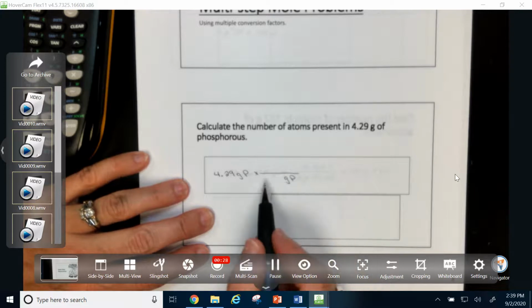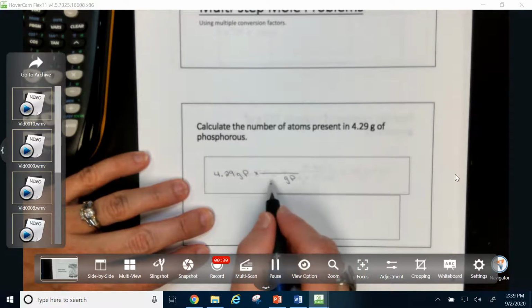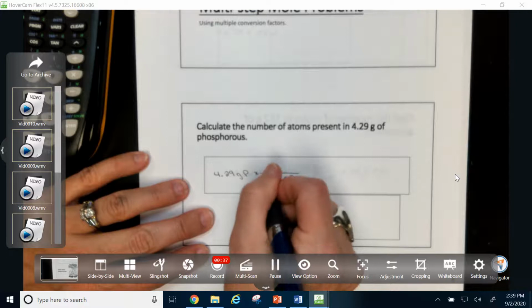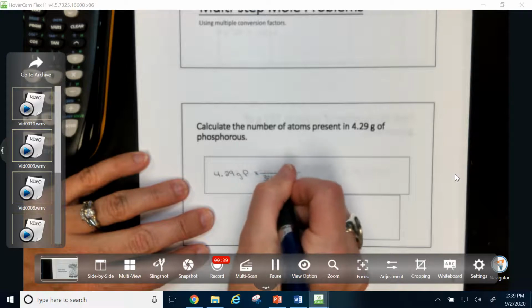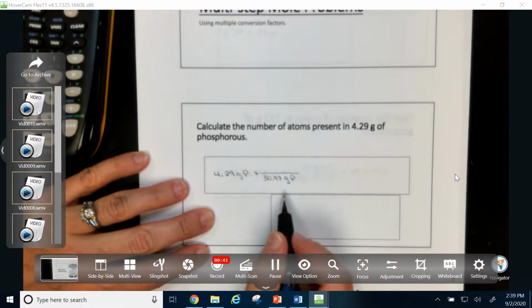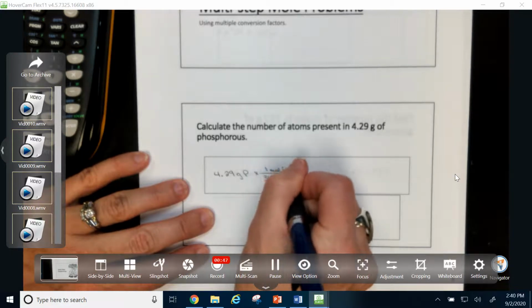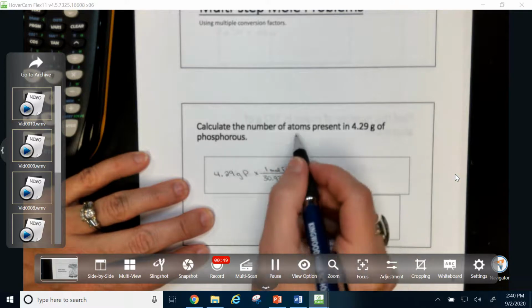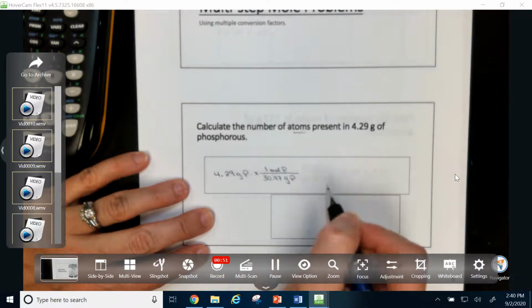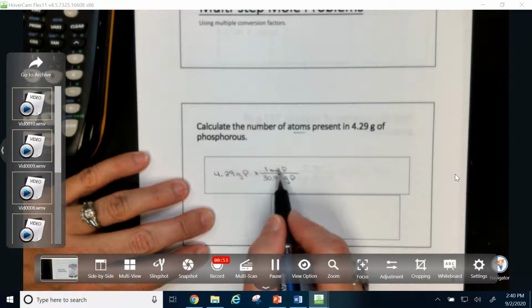Then I look at my periodic table to determine the molar mass. So it's 30.97 grams of phosphorus. I know that 30.97 grams of phosphorus is equal to 1 mole of phosphorus. But I'm looking for atoms, I'm not looking for moles, so I have to keep going. Once the unit you want ends up at the top, that's when you stop.